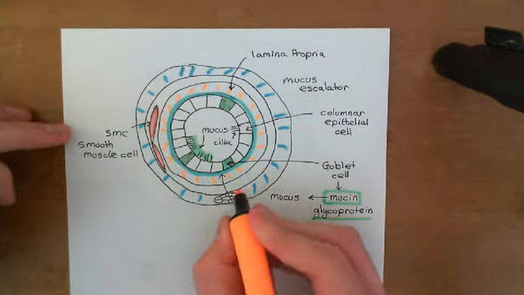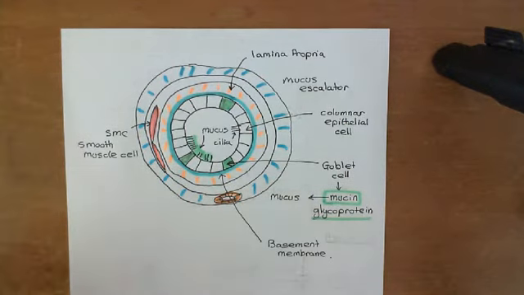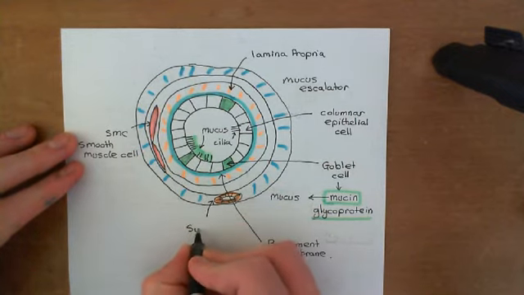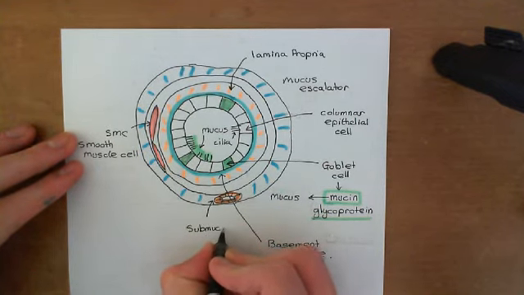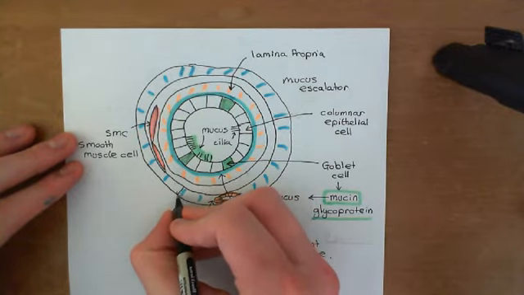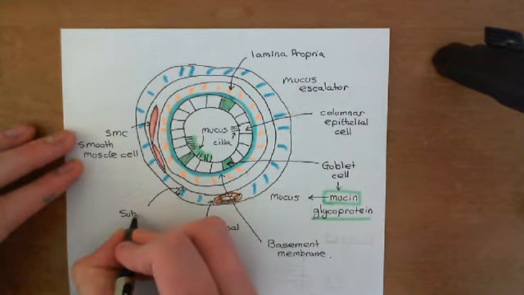I'll colour these in orange. So here we have loads of epithelial cells lining a tube, and this entire thing is called a submucosal gland that we are seeing here. This whole layer, which is known as the submucosa, is full of submucosal glands.